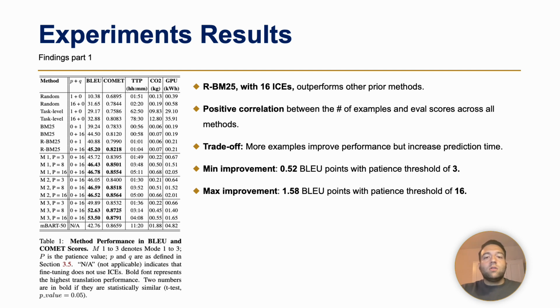We found that increasing the number of examples improved the score across all methods, though this improvement comes at the cost of increased prediction time. This pattern was consistent for both the COMET and the BLEU metrics across all methods. Specifically, our approach in Mode 1 improved the BLEU score by at least 0.52 points with the patience threshold of 3 and by up to 1.58 points with a patience threshold of 16 compared to RBM25 with 16 examples.